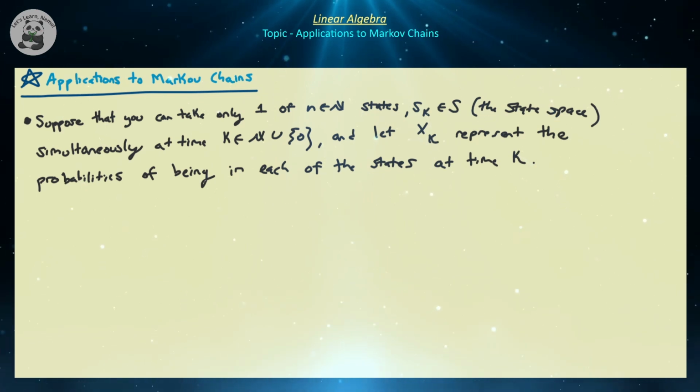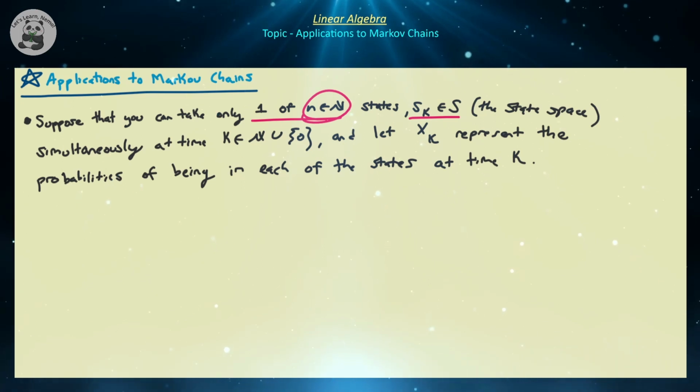So let's start off by assuming that you can only take one of a finite number of states. And let's abbreviate those states as S_k, where k ranges from 1 to n. We can, of course, increase this finite set into an uncountably infinite set or even a countably infinite set, but we'll just keep things finite just for today. So the set of all states that we can have is going to be referred to as the state space. Not very important for today, but that's just some terminology that's commonly used.